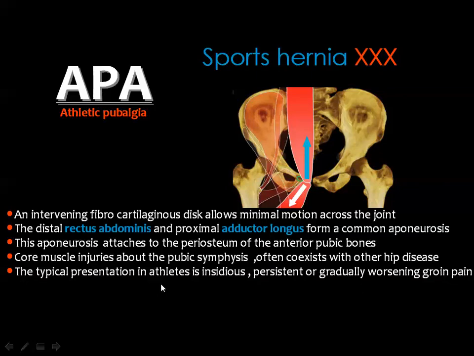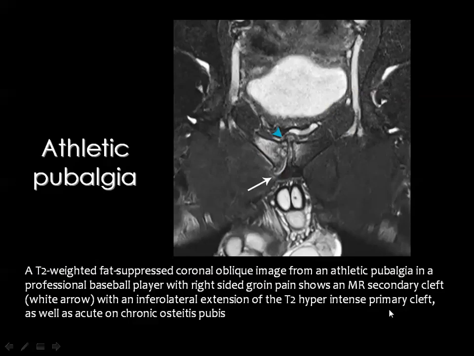The typical presentation in athletes is insidious, persistent, or gradually worsening groin pain. Then what can you see in the MR images is affection of the pubic symphysis in what's known as osteitis pubis. There is bone marrow edema of the pubic bones. There is irregularity and erosive changes sometimes, and also you got some widening of the pubic symphysis. The core muscle is present here and in the inferior aspect as well.